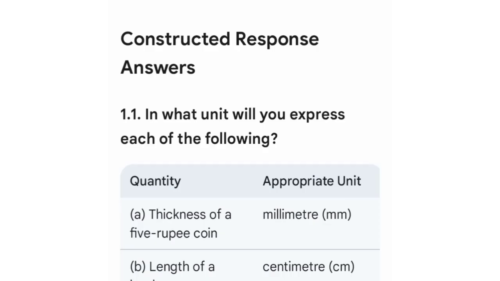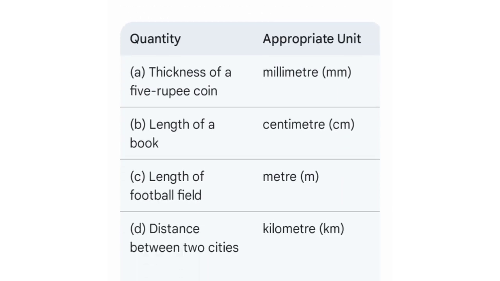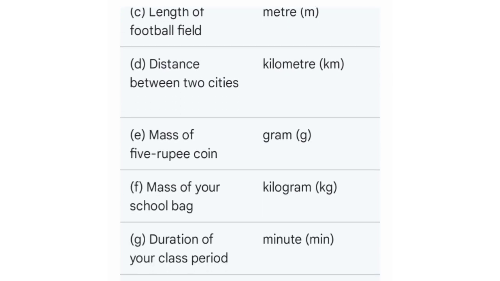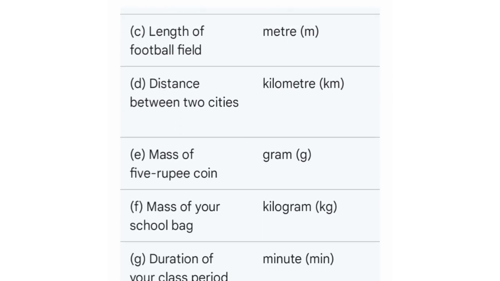In constructed response questions, question 1.1: in what unit will you express each of the following? Quantity, appropriate unit. Thickness of a 5 rupee coin should be expressed in millimeters. Length of a book should be expressed in centimeters. Length of a football field should be measured in meters.